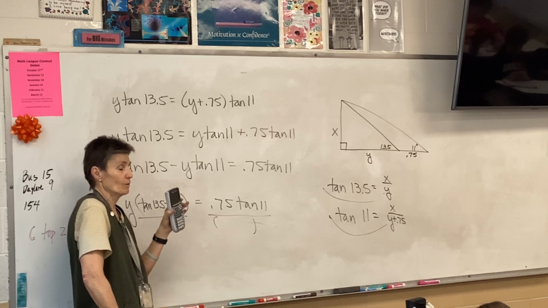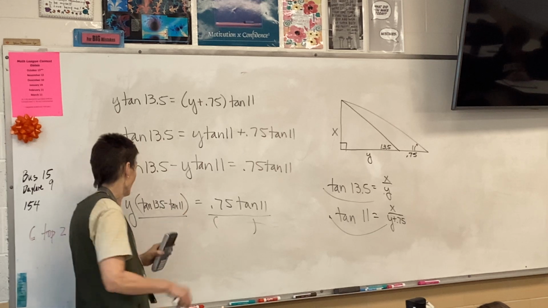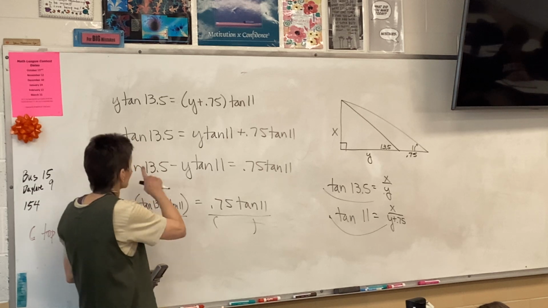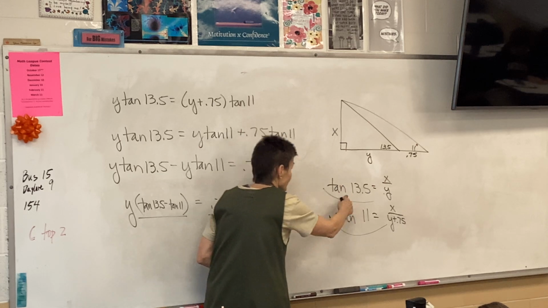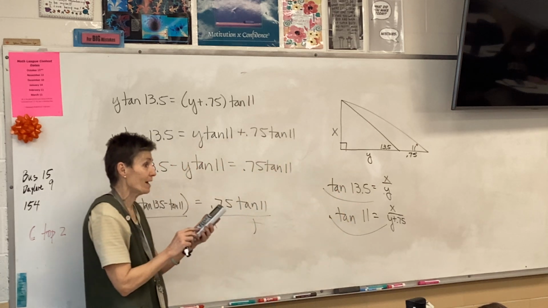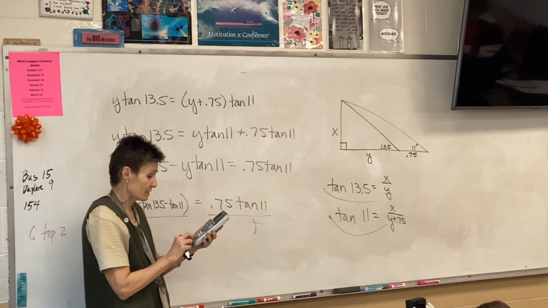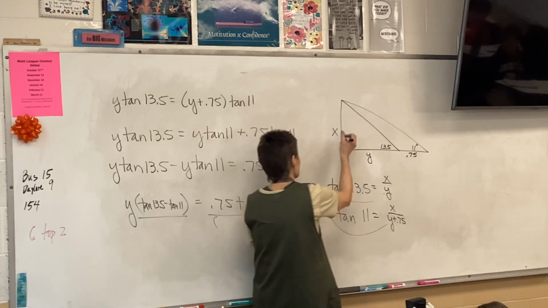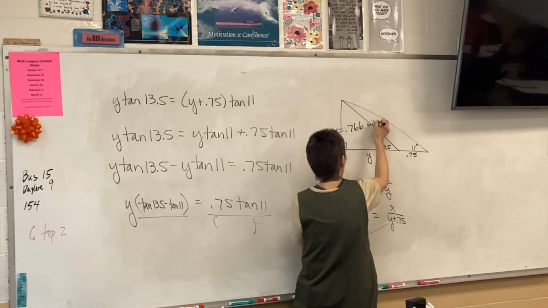Now be careful though, because what is that? 3.19 is the y, right? That's the y. You have to add that on. So remember that x is y times tan 13.5. So I'm going to take this times tan 13.5, and x is 0.766 miles.